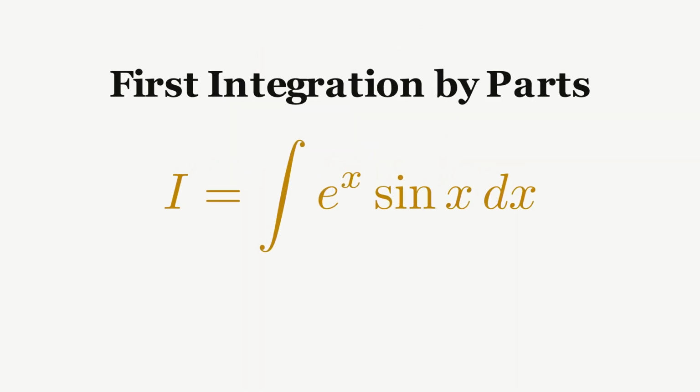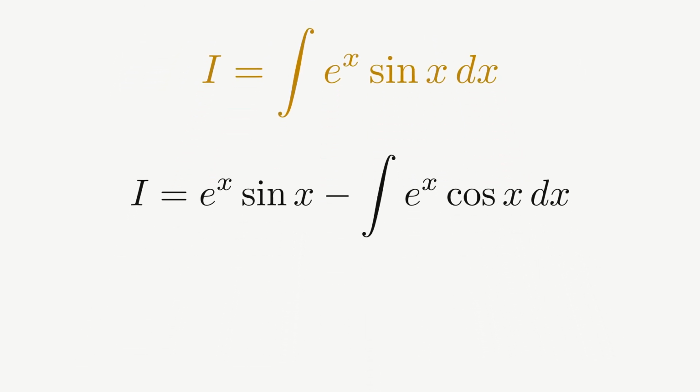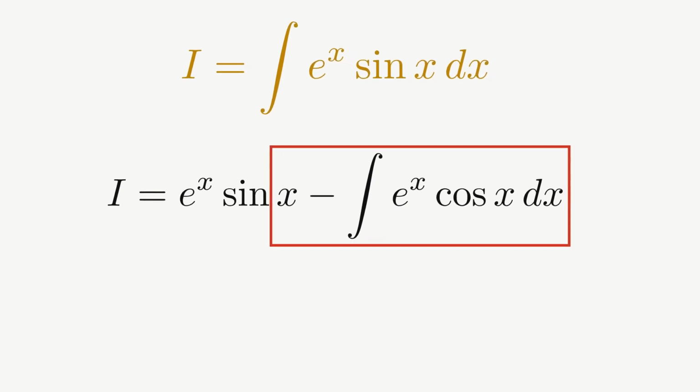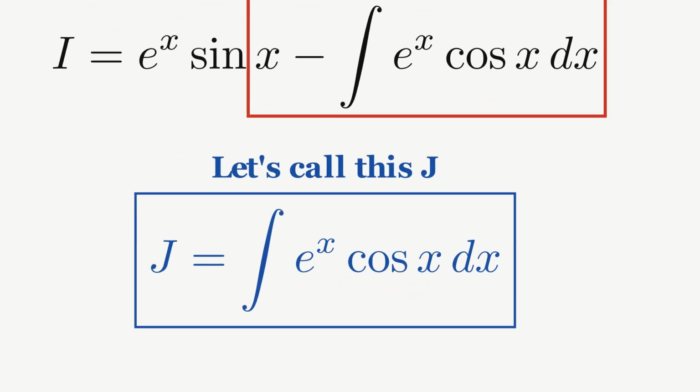The integral becomes e to the power x times sine x minus the integral of e to the power x times cosine x with respect to x. We've simplified one part, but we've also created a brand new integral. Instead of writing this long expression every time, let's give it a name. Let J equal the integral of e to the power x times cosine x with respect to x. Now we only need to solve J.